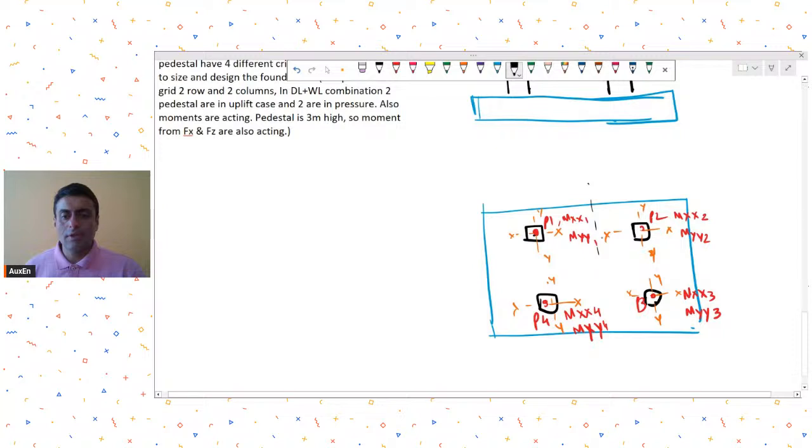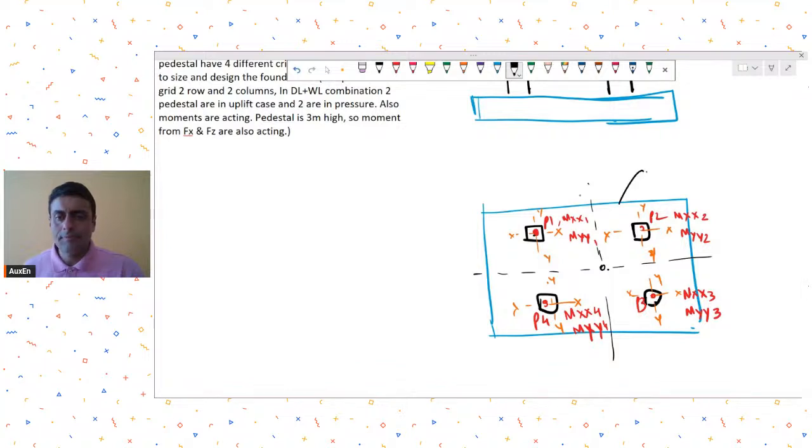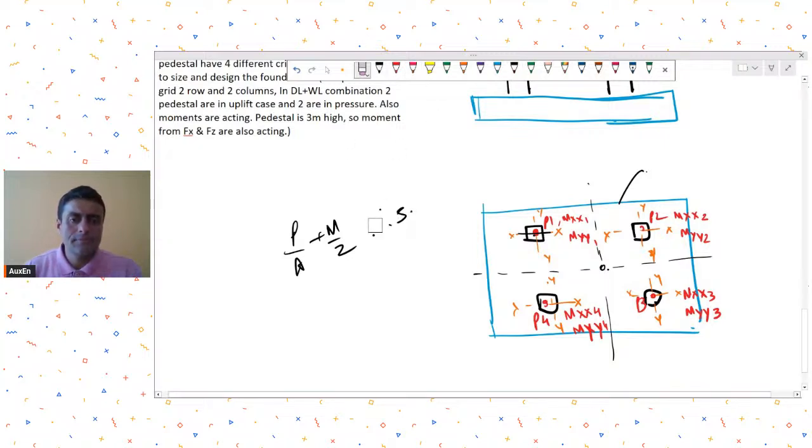So first you find out the geometrical center of this system. Geometrical center means whatever this dimension is, you will have to assume certain dimensions to begin with. I'll first tell you a way to do it manually, but I also recommend you do such things in software like SAFE or STAAD Foundation. It will be much easier. So now you have to do P by A plus M by Z, and you have to ensure that this is less than the bearing capacity of soil.